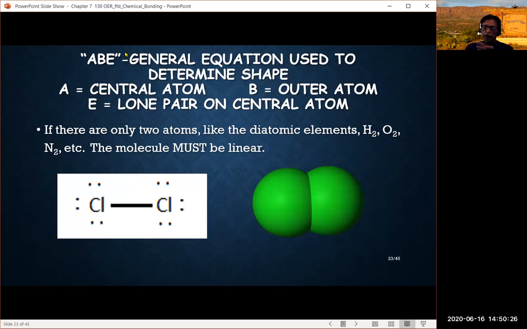Okay, so here, anything diatomic, all the diatomic compounds, they're linear. Anything with just two atoms put together has the linear structure. There's no other kind of structure they could have.